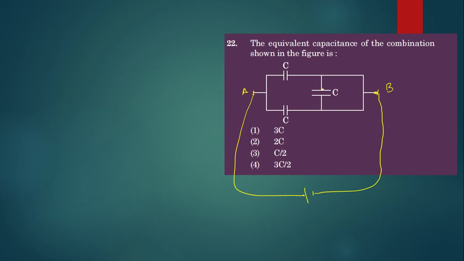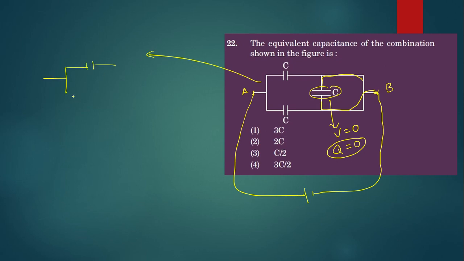I can see that both the ends of this capacitor are connected to B, which means the voltage across this capacitor will be 0 at any instant, which means the amount of charge stored in the capacitor will be 0. So this capacitor is not working. So while doing the calculation, I can remove this capacitor. So my effective circuit will be the following.